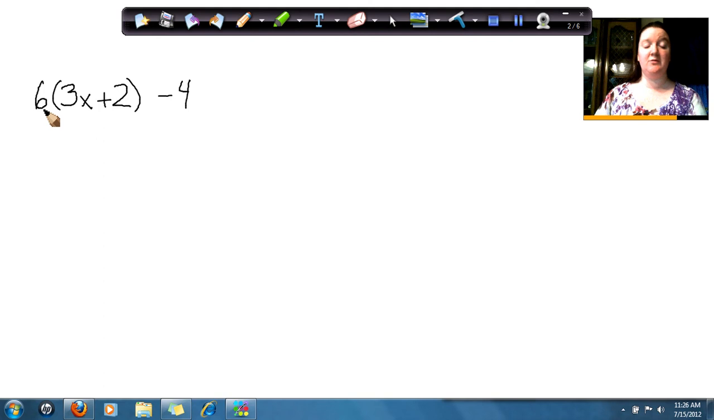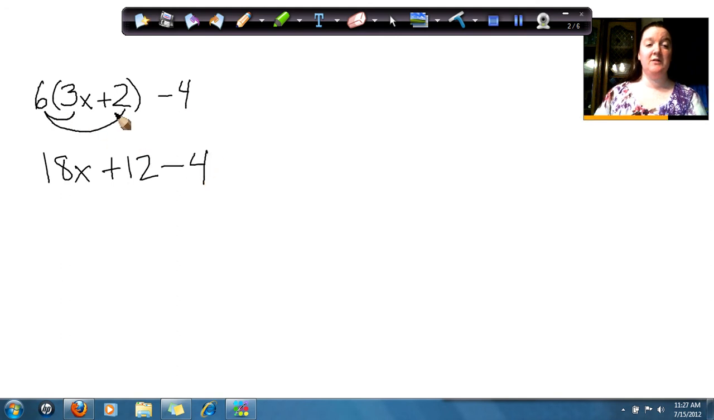Here I have to use the distributive property first to be able to solve the question. So I'm taking 6 times 3x, which will give me 18x. And then I'm taking the 6 times the 2, which will give me plus 12. And then I'm going to drag along the minus 4.